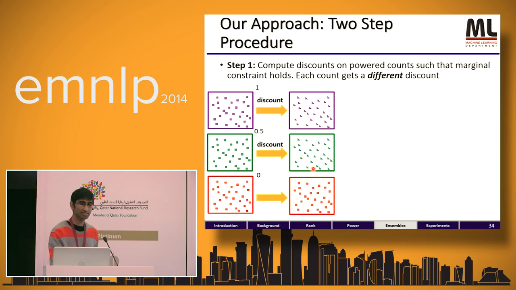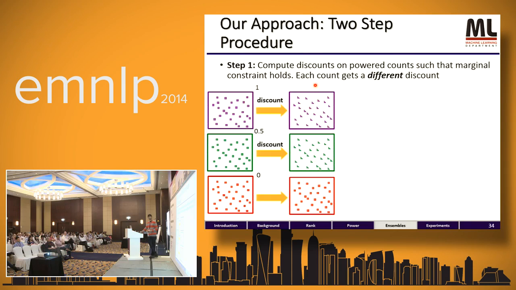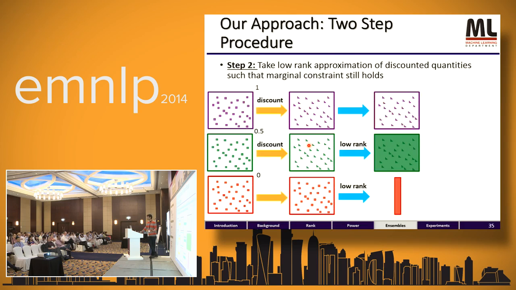And on this intermediate ensemble, so this is actually an ensemble, it sums to 1. I've discounted, so it is a valid probability distribution. But of course, I haven't done any smoothing. There's no low rank. But this allows me to enforce the marginal constraint on this intermediate ensemble. And then you can take the low rank approximations of these intermediate quantities, and you'll still have a valid ensemble. And there are theorems and things like that in the paper.